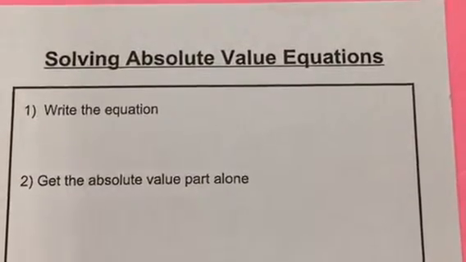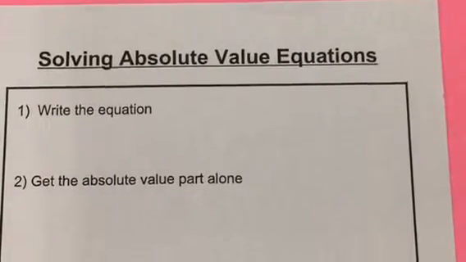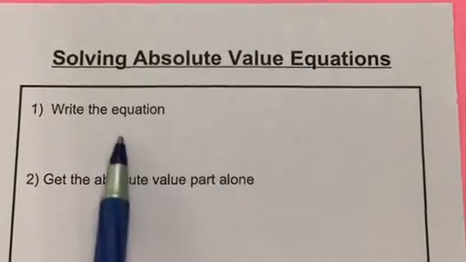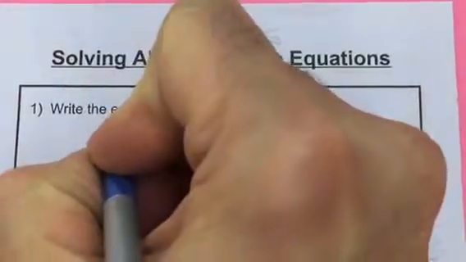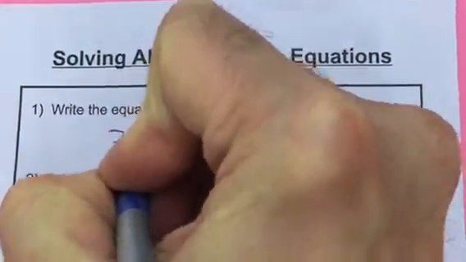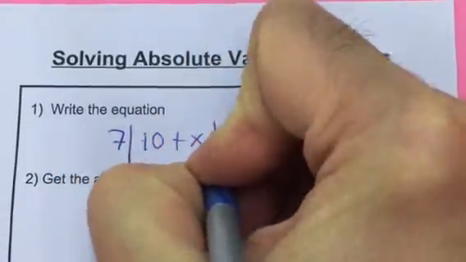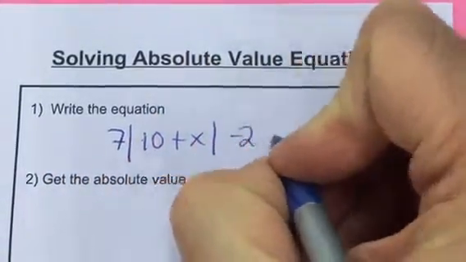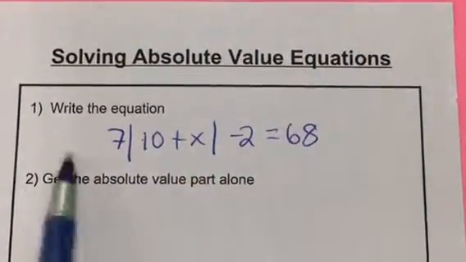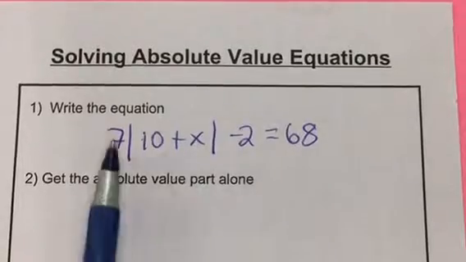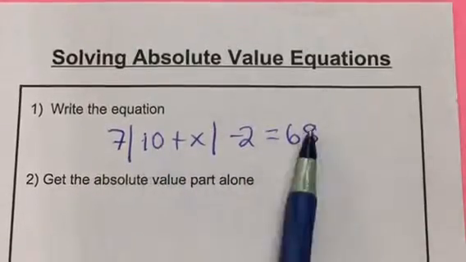So now we have a note about how to solve an absolute value equation. Well, the first thing you have to do is write down the equation. So I've got one here handy, and it's 7 absolute value of 10 plus x minus 2 equals 68. So that's where I'm starting from. I've got things happening on the outside, stuff happening inside, and I've got my answer.